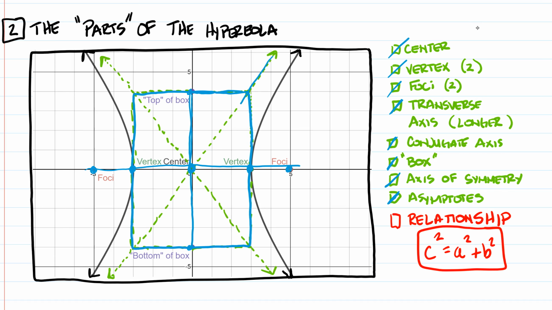This would be one asymptote here. And then the other asymptote would be this one here. And we're going to talk all about this stuff in the next idea. But I just want you to get an understanding of what these words mean in terms of the picture here.